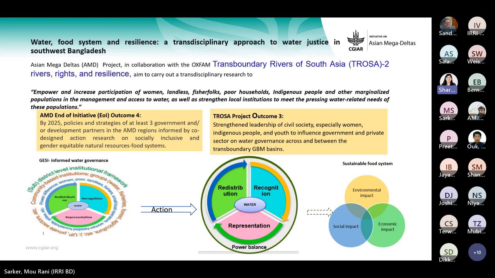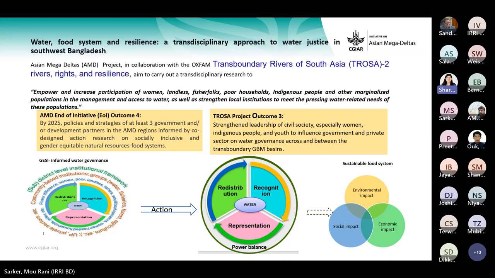partners, because if you recall, as my colleague Mo presented, by the end of 2025, our UI outcome for work package 4 is that policies and strategies of at least 3 government or development partners are informed by this co-design practice. So we are really developing this co-transdisciplinary approach to empower and increase the participation of these different groups, as well as to strengthen the local institutions to meet the needs of water.